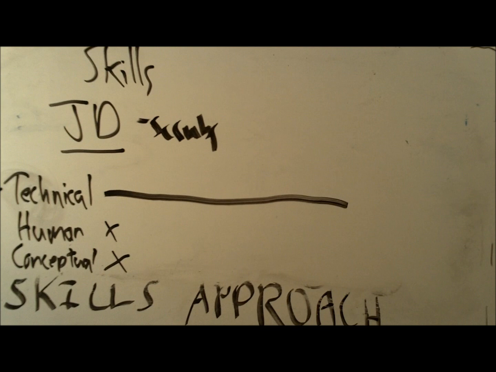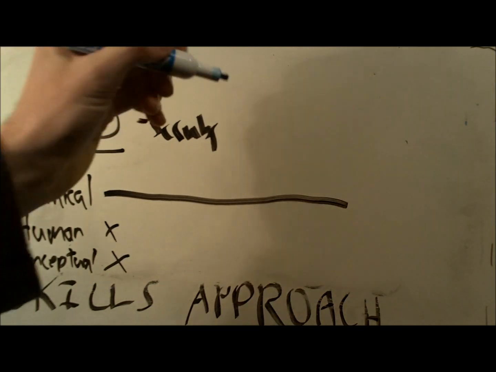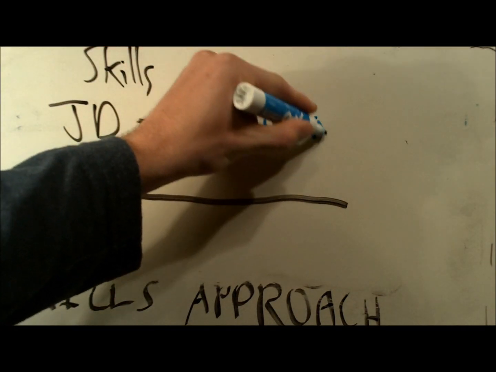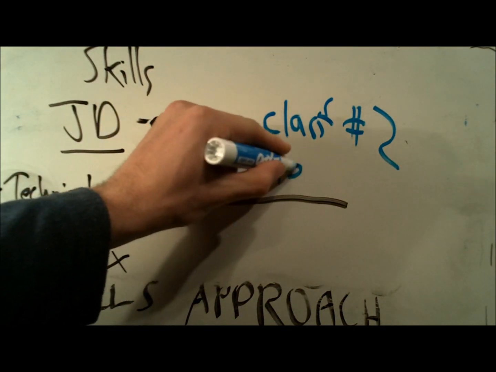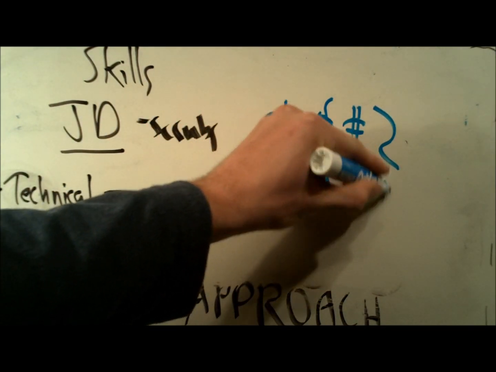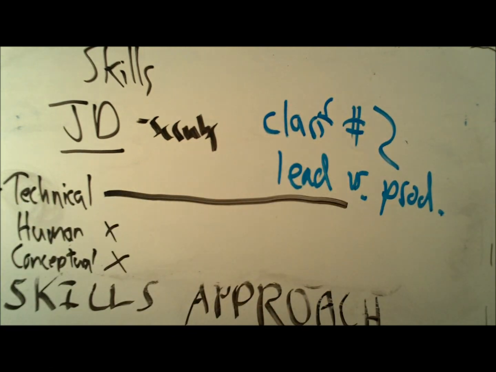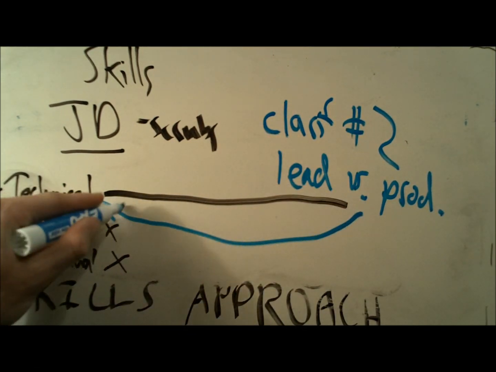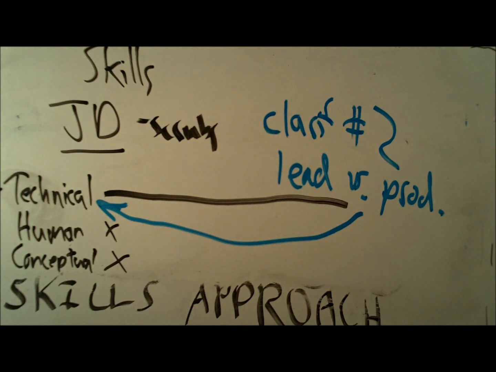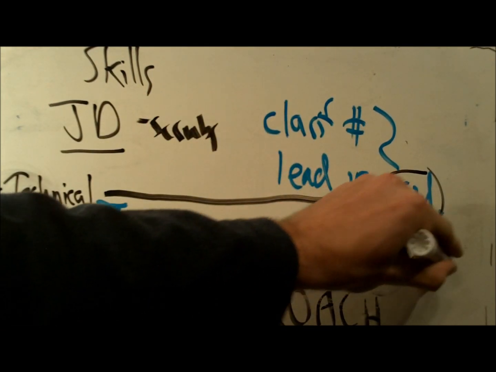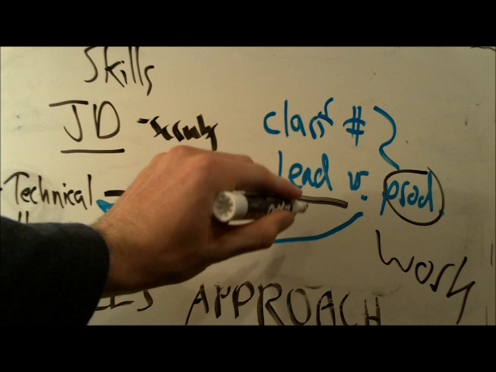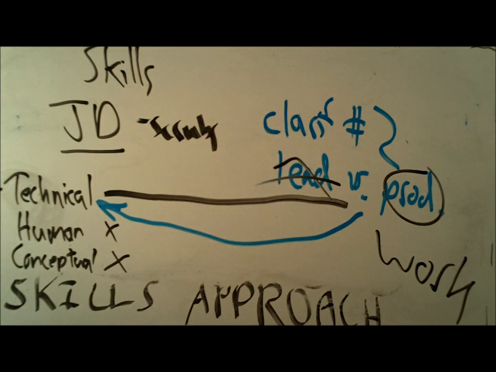Now, really quick, let's jump back to clarification number 2, which was talking about leadership versus production, specifically with technical skills. We see from this clip, JD has really great technical skills, but all he's really doing is producing by getting work done. He's not really doing any leading here, at least.